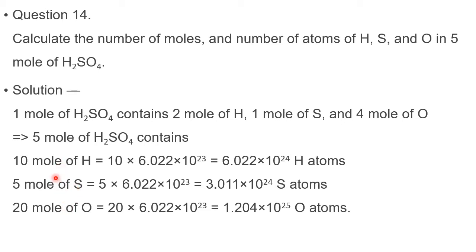Now after calculating the moles, 1 mole means 6.022 × 10^23. Now 10 mole is 10 times this. In the same way, 5 times this number, 20 times the Avogadro number. Accordingly, these give the numbers of hydrogen, sulfur and oxygen atoms.